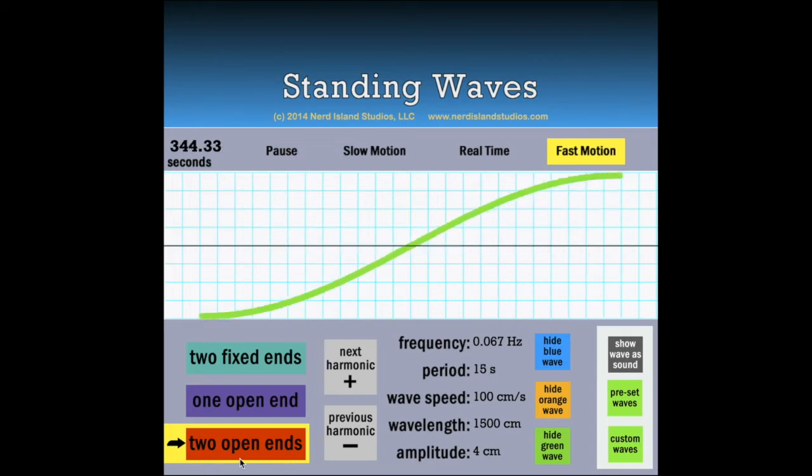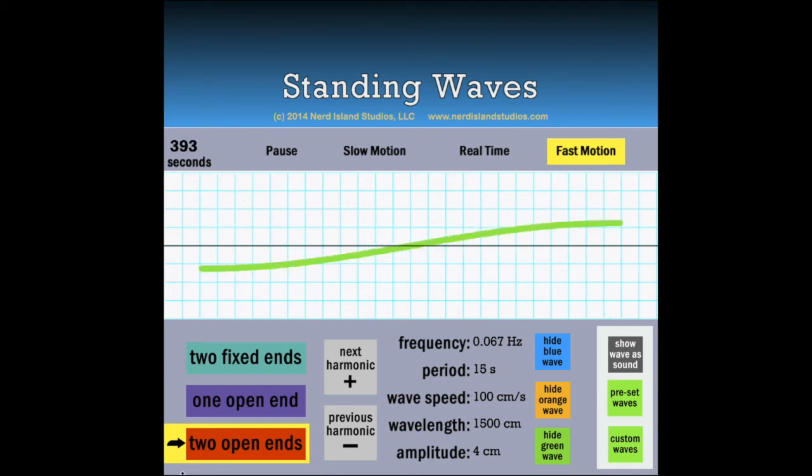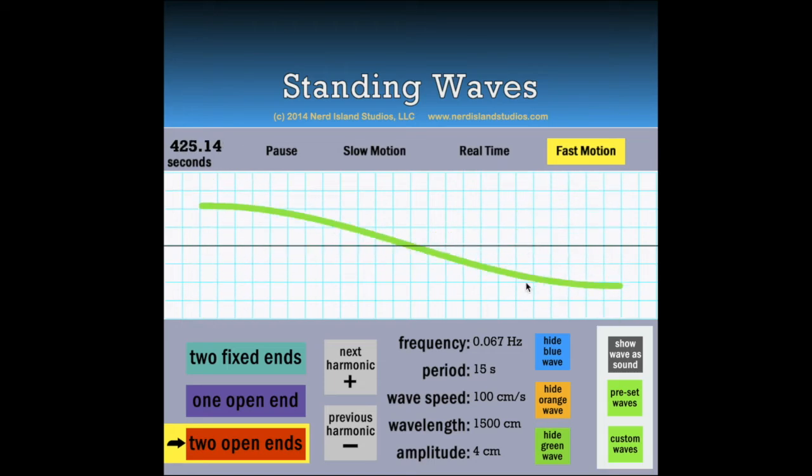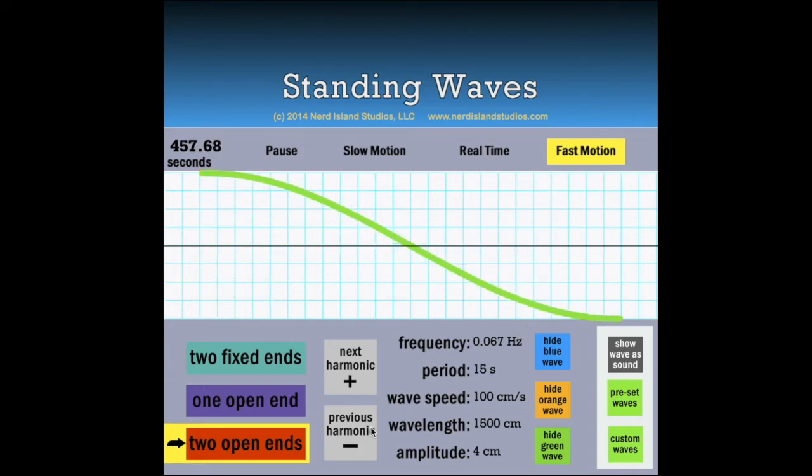Okay, so two open ends is kind of the same as two fixed ends. The difference is that with two fixed ends, you have nodes on the end, but with open ends, you have antinodes on the end. But you still get a fundamental frequency, and you can still get every harmonic.